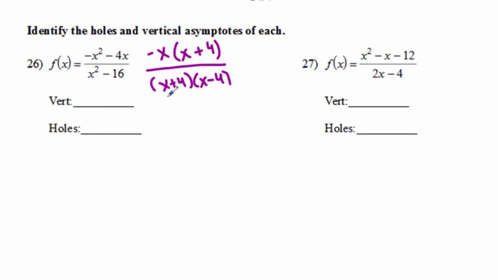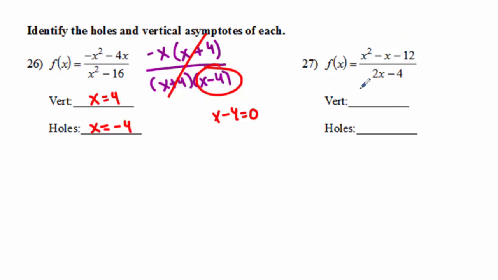So the way this works is what cancels is our hole. So x plus 4 and x plus 4 cancel, which is x equals -4. You set it equal to 0. The vertical asymptotes happen where the rest of the bottom equals 0. So x minus 4 equals 0 at +4. So that's our vertical asymptote.